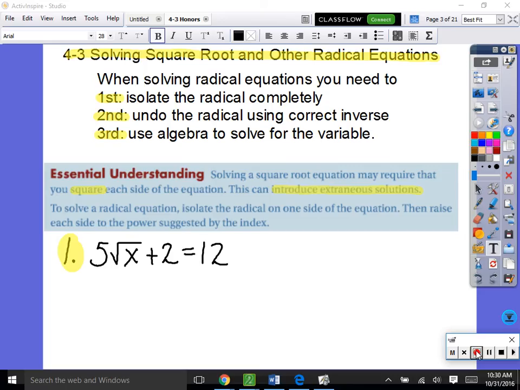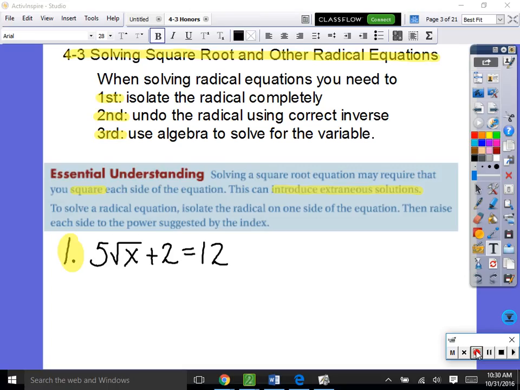So solving a square root equation, you may be required to square both sides of the equation. Square both sides. If that happens, then it can introduce extraneous solutions because now we have a quadratic. Does that make sense? And so quadratics have two solutions, correct? So you've got to check all your answers, always.